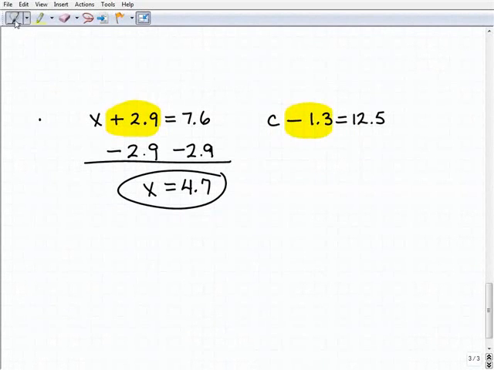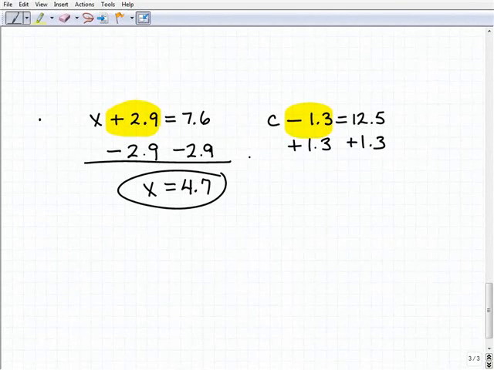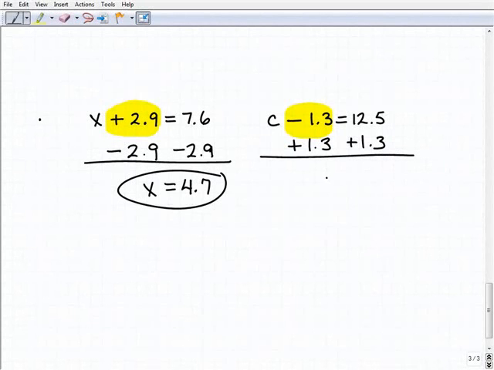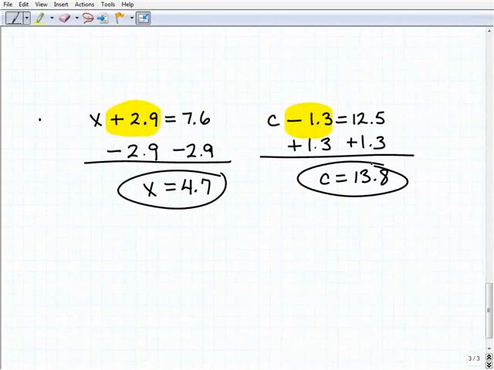So what do I have to do to get that c by itself? What inverse operation? Well, I'm going to add 1.3 to both sides of the equation. All right, so we're going to get c equals 12.5. Now, some of you don't need a calculator to do this, but if you want to use your calculator, that's fine. So we're going to get 12.5 plus 1.3, and that, of course, is going to be 13.8.